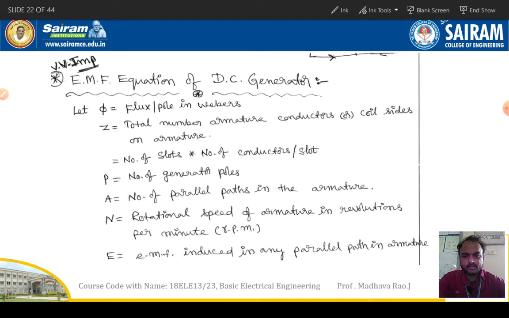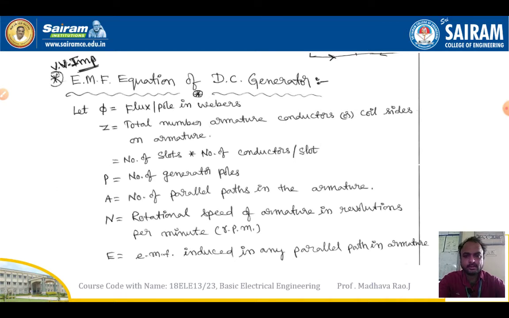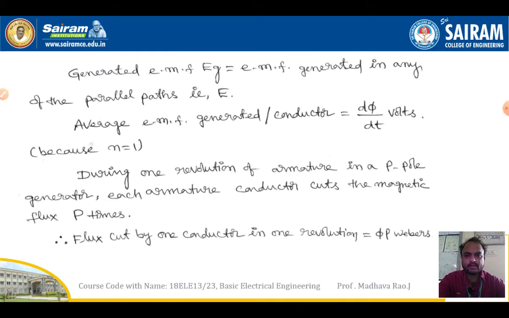Here we are assuming Φ is equal to flux per pole in Webers, Z is equal to total number of armature conductors or coil sides on armature, that is equal to number of slots into number of conductors per slot. P is equal to number of generated poles. A is equal to number of parallel paths in armature. N is equal to rotational speed of armature in revolutions per minute, that is RPM. E is equal to EMF induced in any parallel path in armature. So, these are the notations we are assuming.